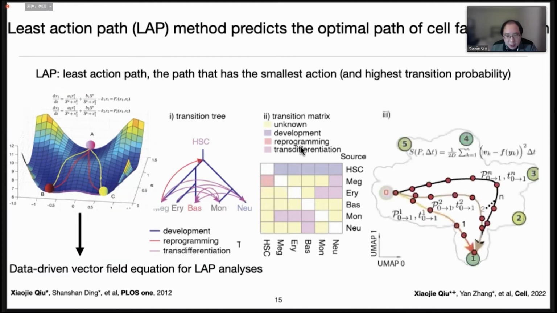To understand how the LAP method works, let's say we want to start from the HSC and make the cell become a megakaryocyte. In theory, you can go first into the erythroid, then to the megakaryocyte, but that's not really likely because some paths will be more likely than others. So the LAP method will use a sophisticated approach to identify the optimal path that has the highest transition probability and smallest action. In this case, this first path is the LAP.